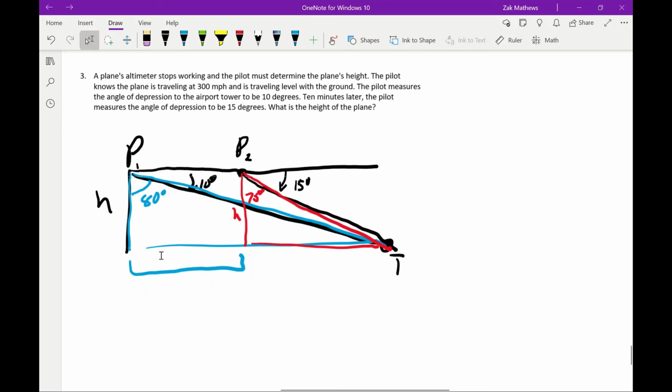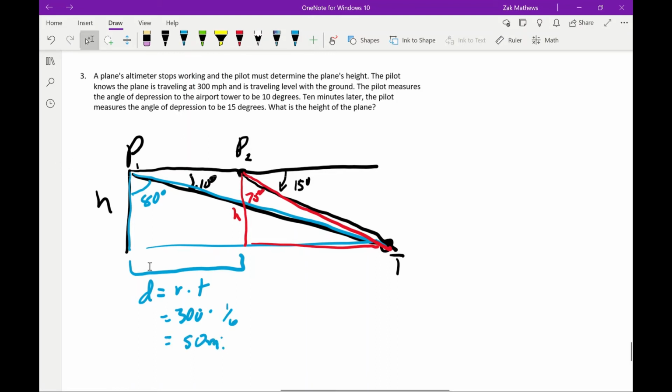So we need to figure out the distance. We're curious what the height is as a distance. So we need a distance. How do we get distance? Well, it is rate times time. We know the rate is 300 miles per hour. The time was 10 minutes. We need the same unit, so hours and minutes. Well, 10 minutes is 1/6 of an hour, 10 out of 60. And so we get that this is 50 miles.